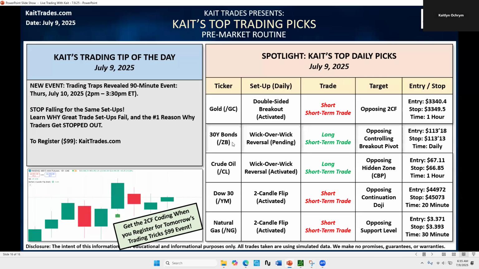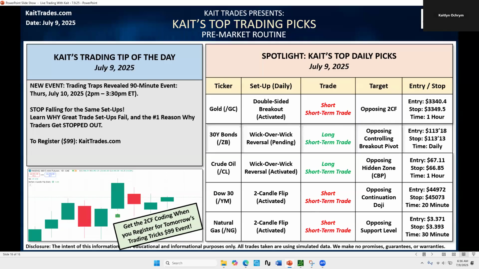The next one on our list is 30-year bonds, wick over wick reversal, pending zone. All right, so if it's a pending zone, what do you guys think? Is a pending zone stronger or riskier compared to an activated zone? Yeah, nice job, Greg. Great job, Dwayne. Yeah, it's going to be riskier because it really hasn't proven itself yet. And that's why it's pending, because it looks like the setup, but it hasn't broken above the wick over wick reversal yet. So it is pending, but we'll take a look at it and we'll set up the trade.